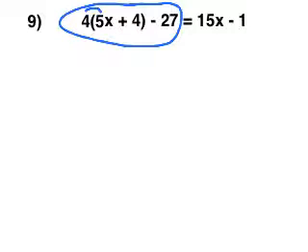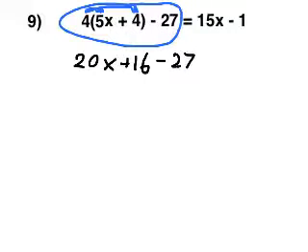So we're going to distribute the 4 over those two things, the 5x and the positive 4. So we get 20x plus 16, and that's minus 27, which equals 15x minus 1. Okay, so we still have more simplification to do.